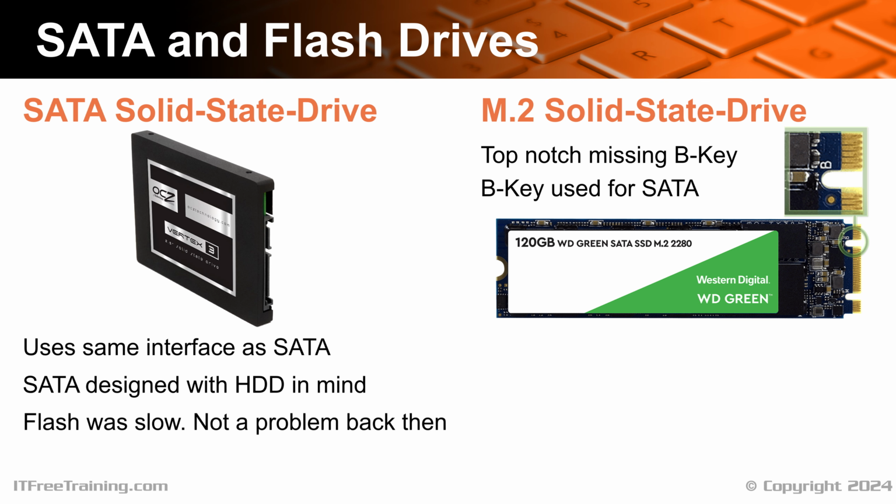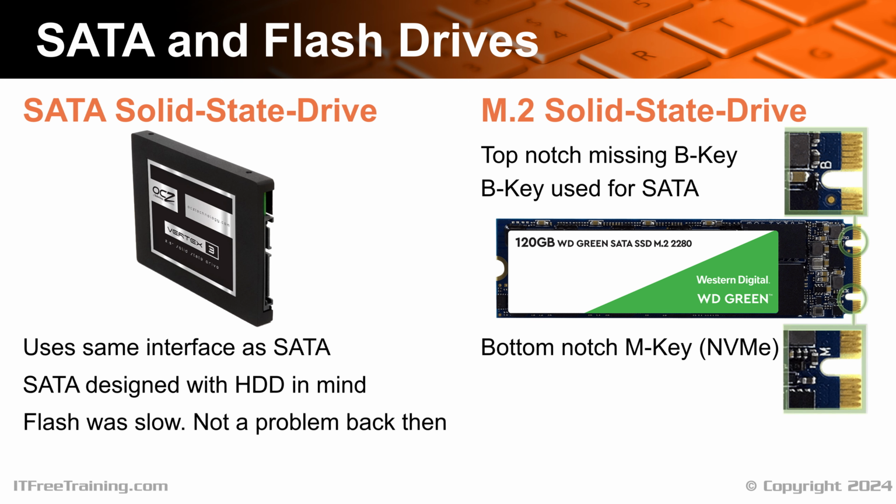Instead, there's often a second notch missing. This is located at the bottom and is referred to as M key. M key is used for NVMe, or non-volatile memory express. NVMe is a replacement for the SATA protocol. Later in the video, I will have a little bit of a look into NVMe. However, full details of NVMe I will leave to another video.